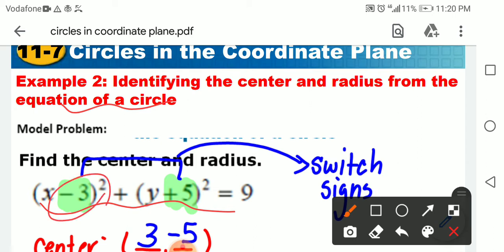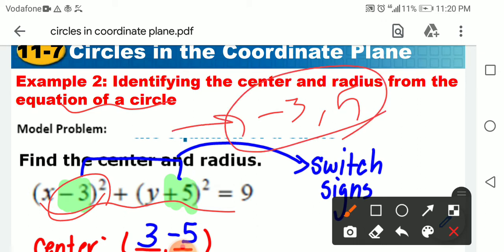We remember x minus h, so h here is what? Negative 3, and k here is 5. But remember, we're going to switch the signs. Instead of negative, it will be positive, and instead of positive, it will be negative. So this is the center of the circle.